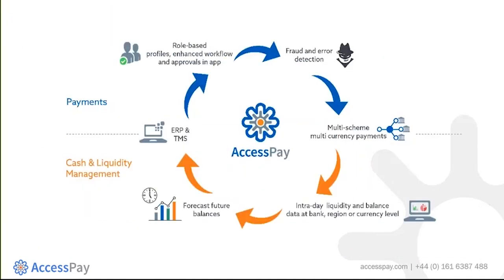So to recap, the entire payment cycle can benefit from automation. From the integration of your ERP and TMS with automated straight-through processing, from role-based profiles enhancing that workflow that your users operate, fraud and error detection, and again the multi-scheme, multi-currency payments allow the payments automation software to deal with the channels directly for you. And in terms of data insights and cash and liquidity management, you can look at intraday liquidity and balance tools, anything that you need from a forecast balance perspective as well.